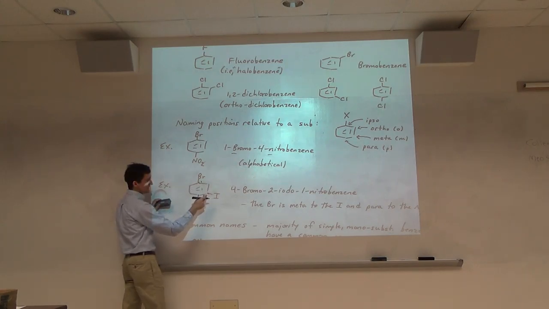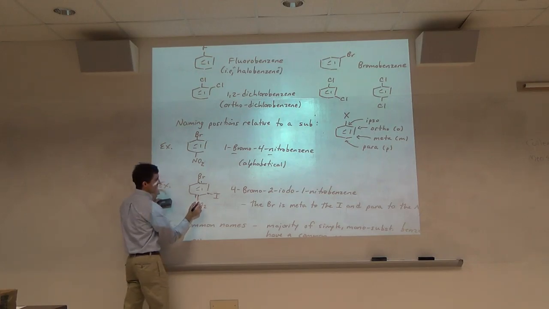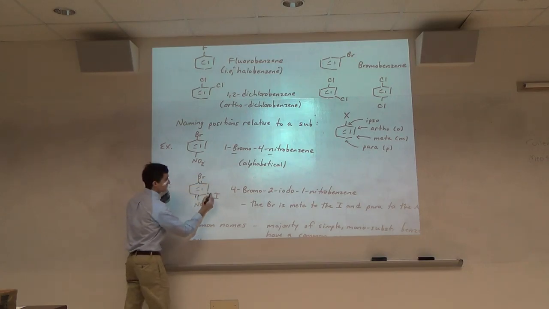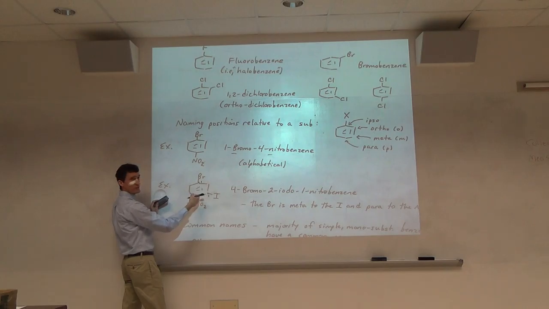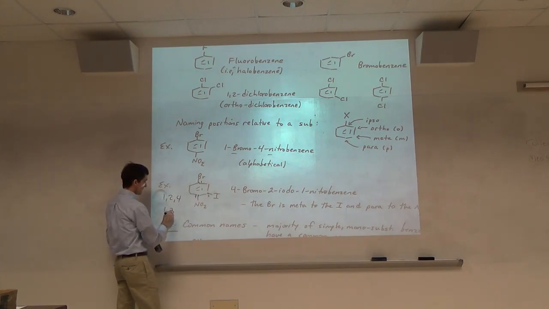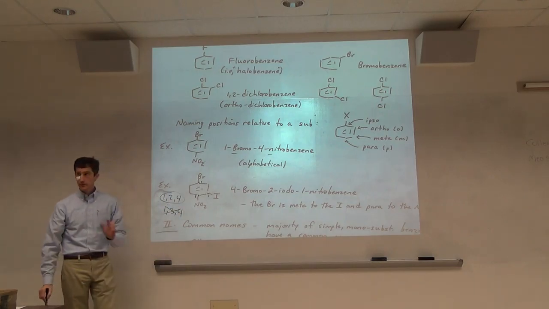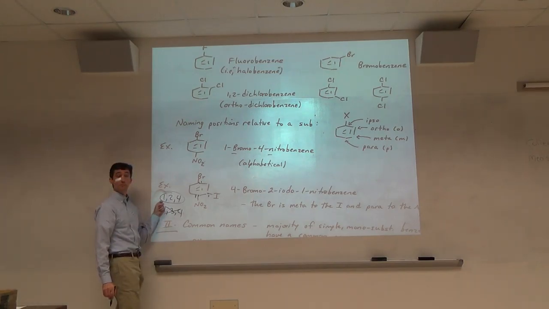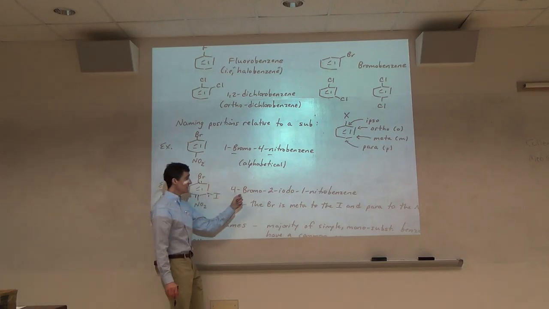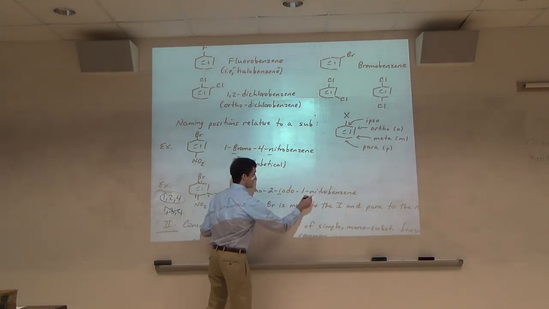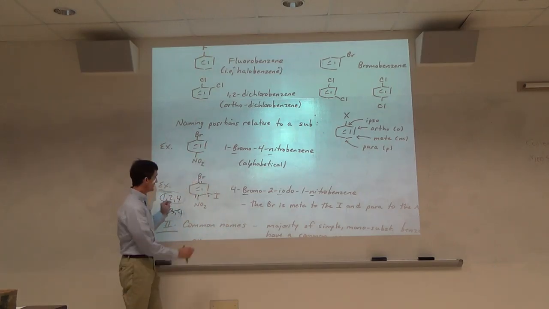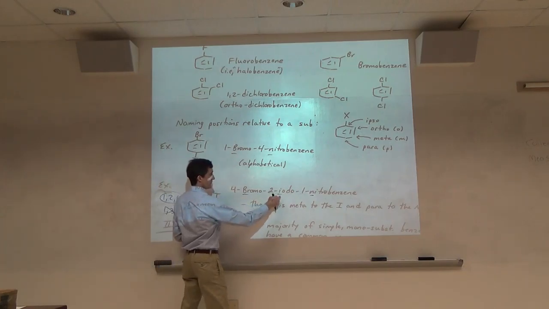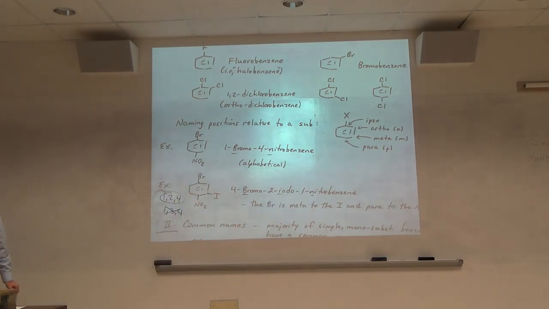If that was one, what would the nitro be? Four. What would that be, five? Three. Oh, you're going to go this way, three. Well, which is better, 1-3-4 or 1-2-4? Lowest numbers all the way around, yeah? 1-2-4 beats a 1-3-4. Is there another way to do 1-2-4? No, so it's 1-2-4, no matter if alphabetical or not. But you do list them alphabetical. But the bromo is four, right? 4-bromo-2-iodo-1-nitrobenzene. How's it look? Any questions about that?